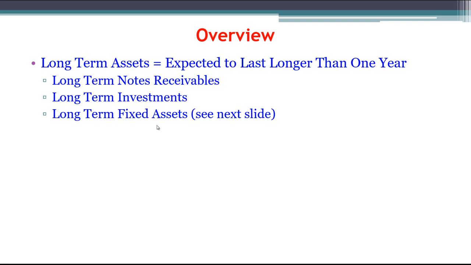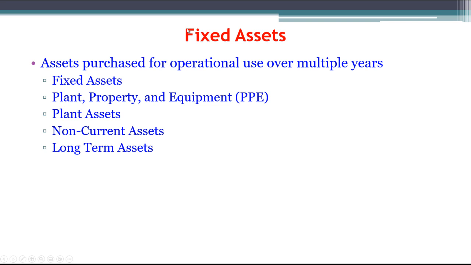And then the main topic of this particular module is long-term fixed assets, which there are a few different names for. We'll see that in the next slide. So the ones we're specifically talking about are the fixed assets. These are assets that are purchased not to hold as investments passively, but instead to use in our operations over multiple years. So there are a variety of names for these. Fixed assets I've already mentioned. We have plant, property and equipment, or property, plant, and equipment, PP&E, plant assets, just general non-current assets, or long-term assets. So a variety of names that you might see.